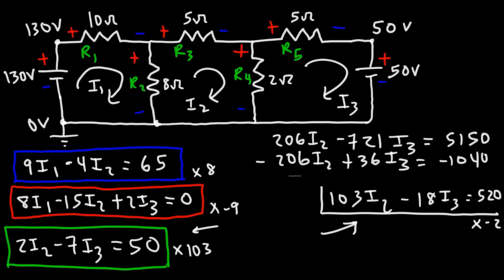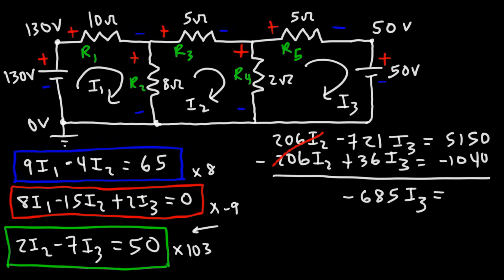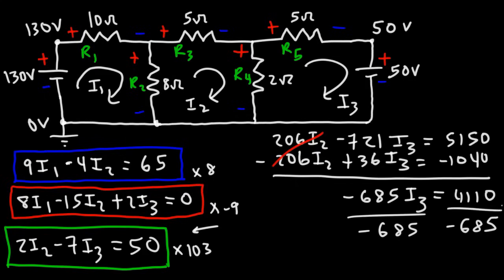Now let's go ahead and add those two equations together. So we're going to have negative 721 I3 plus 36 I3, which is negative 685 I3. 5150 minus 1040, that's going to be 4110. Dividing both sides by negative 685, this will give us I3. So I3 is equal to negative 6 amps.